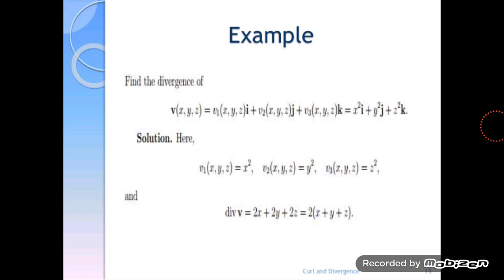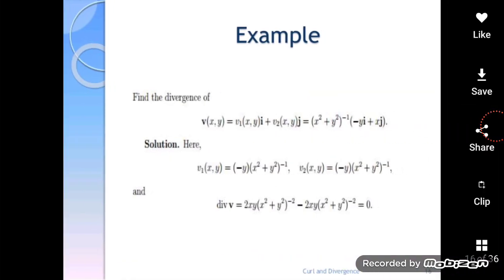This is obtained by comparing the left hand side and right hand side. So we can say that the divergence of v is equal to 2x plus 2y plus 2z, or by taking 2 common in each term, we have 2 of x plus y plus z.